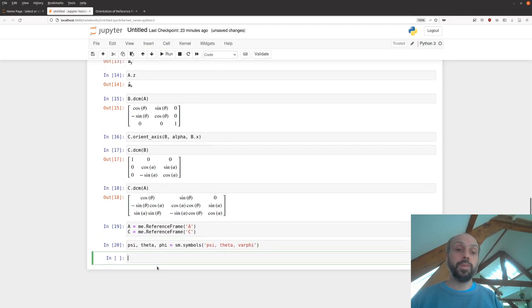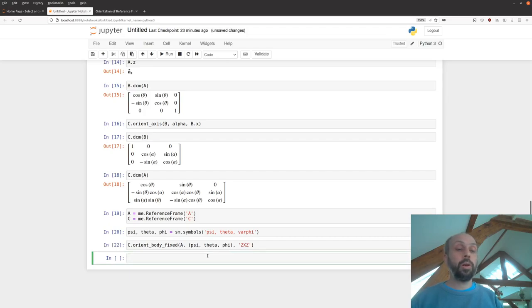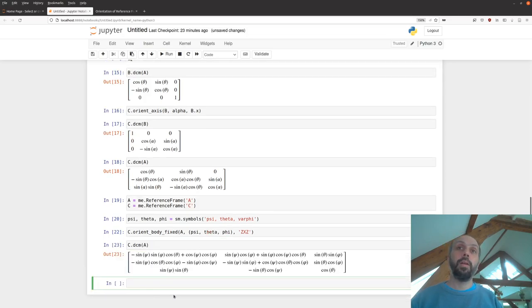So now, if I want to set up that Euler ZXZ rotation, I can say C.orient. And we're going to use body fixed, okay? Body fixed orientation with respect to A. And then we're going to give it the angles that we go through first in a tuple, psi, theta, varphi. And then lastly, I tell it the order of rotations. In our case, I can give it a string of 'ZXZ', right? Well, I didn't use the variable varphi, I used phi, so let me fix that. And I've set the orientation now as a Euler ZXZ rotation between C and A, and if I ask for C.dcm(A), I get the rotation matrix associated with that Euler angle set, which should be correct.